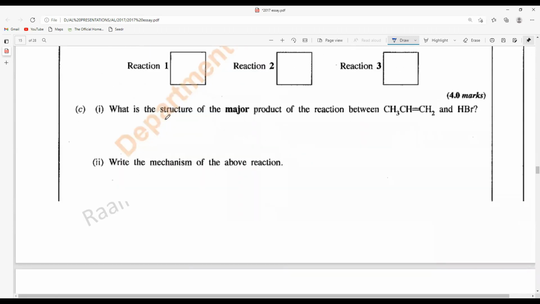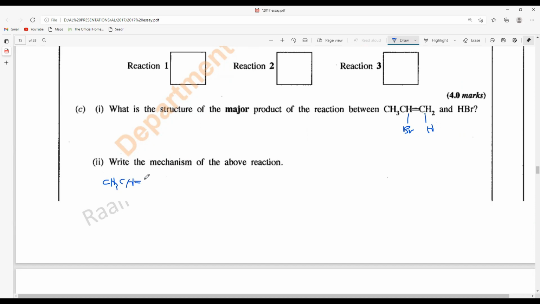So what is the structure of the major product that is formed between this alkene and HBr? So according to the Markovnikov rule, there will be one hydrogen here, and the bromine will be here. If it is anti-Markovnikov, these two exchange. Okay, write the mechanism. So mechanism, we have seen this many times, many mechanisms of these kinds of questions.